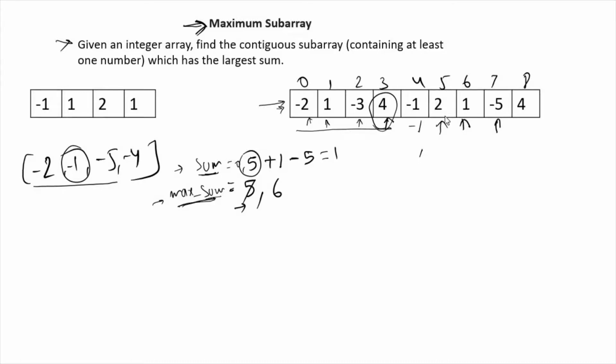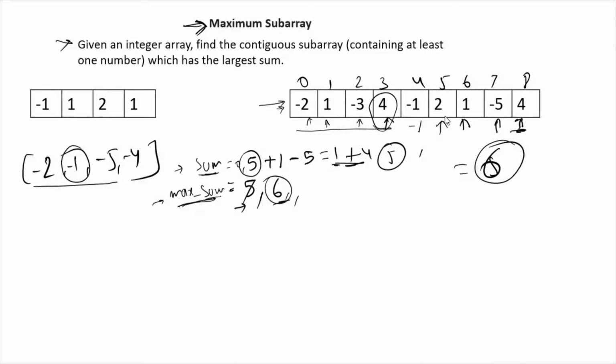Okay, it will become 1, but 1 is smaller than 6, so we will not replace anything. Now let's move to another element. So sum is 1 and plus 4. The next element is 4, so it will become 5. It will become 5, but our current answer is 6, so our final answer will remain 6. Okay, so this is the approach.